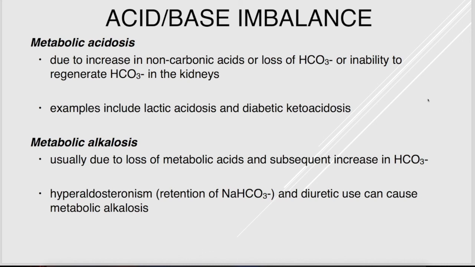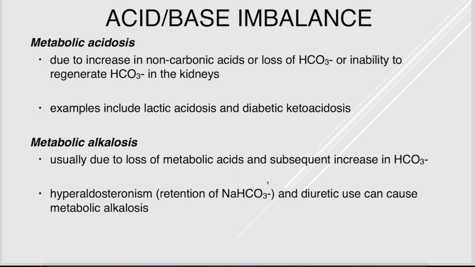So metabolic acidosis is due to an increase in non-carbonic acids. That's really key, non-carbonic acids. We're not talking about the lungs, we're talking about a metabolic acidosis. Or a loss of bicarb, as well as the possible inability of the kidneys to make new bicarb, which can happen in renal failure. So lactic acidosis and diabetic ketoacidosis are a couple of really common causes. We'll talk about diabetic ketoacidosis in detail when we get to the endocrine system. Lactic acidosis can arise by a number of different conditions and situations.